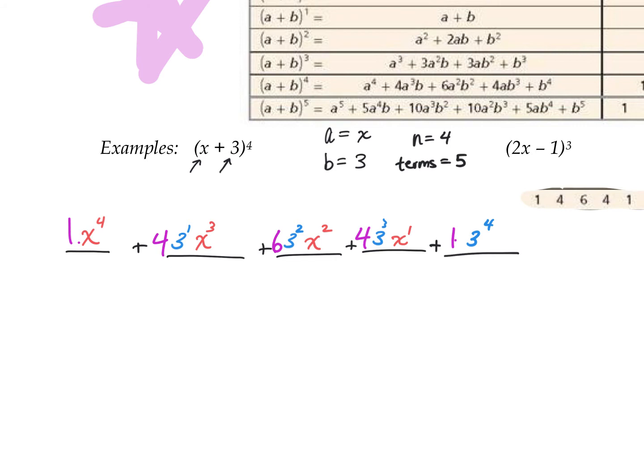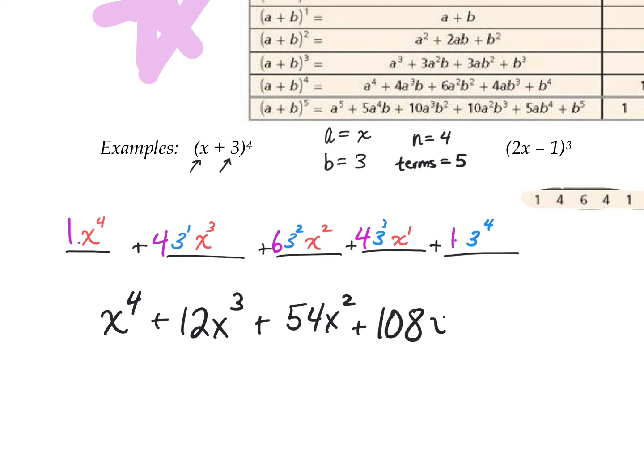And then we simply multiply each term together to get our final answer. 1 times x to the 4th is just simply x to the 4th. 4 times 3 is 12 times x to the 3rd. 6 times 3 times 3, right, 3 squared is 9, gets us to 54x squared. 3 cubed is 27. 27 times 4 is 108. And finally, 1 times 3 to the 4th power leaves us with 81.